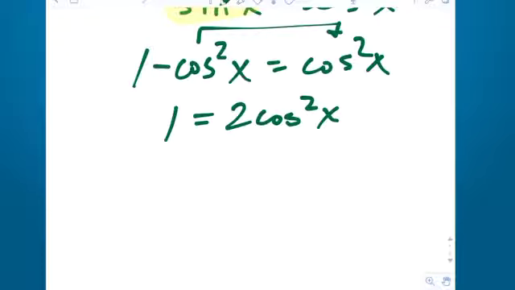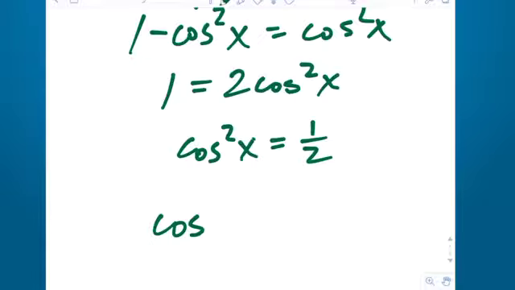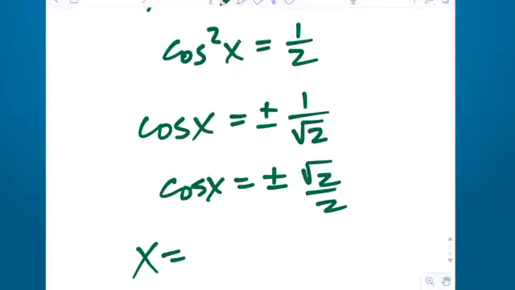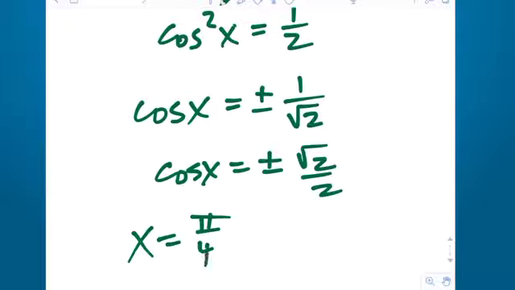And now it kind of turns into a problem like we saw previously. I'll isolate the cosine squared by dividing through by 2, and I get 1/2. And then I'll take the square root, and I get plus or minus the square root of 1, which is 1, over the square root of 2. If we then rationalize that, we get the square root of 2 over 2. And now it's kind of deja vu, isn't it? The solutions are pi fourths, 3 pi fourths, 5 pi fourths, and 7 pi fourths.